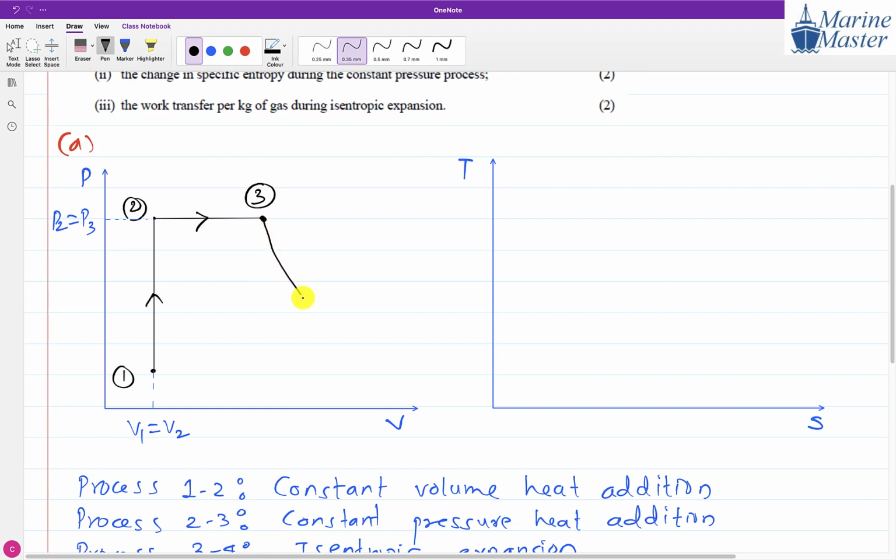And 3 to 4 is isentropic expansion, an isentropic process. Pressure reduces, volume increases. Whenever we want to denote an isentropic process, generally we denote it by PV raised to the power gamma. For a polytropic process, it is PV raised to the power n. That's what we did in the last two numericals.